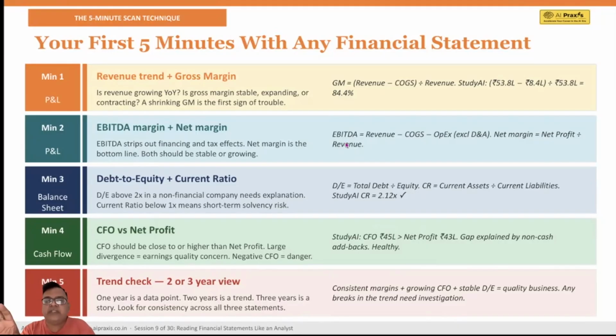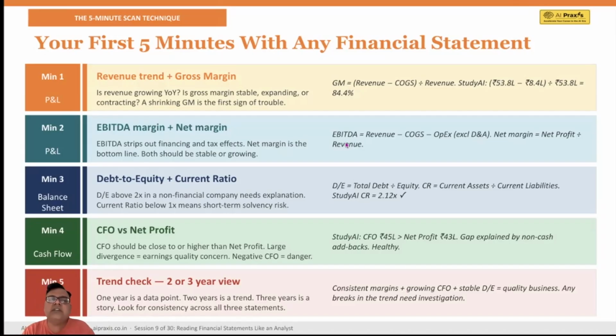The next one is the operating cash flow, CFO versus the net profit. Now go to the most important statement, the cash flow statement. Compare the CFO, cash from operations, with the net profit. Ideally, CFO should be close to or higher than net profit. Now, if there's a large gap, it raises concerns about earnings quality. And if CFO is negative, that's a serious warning, right? In case of Study AI, your CFO is 45 lakh, net profit is 43 lakh.